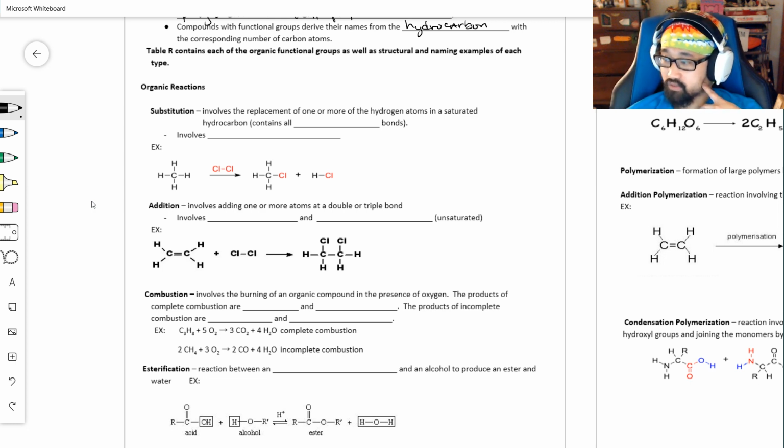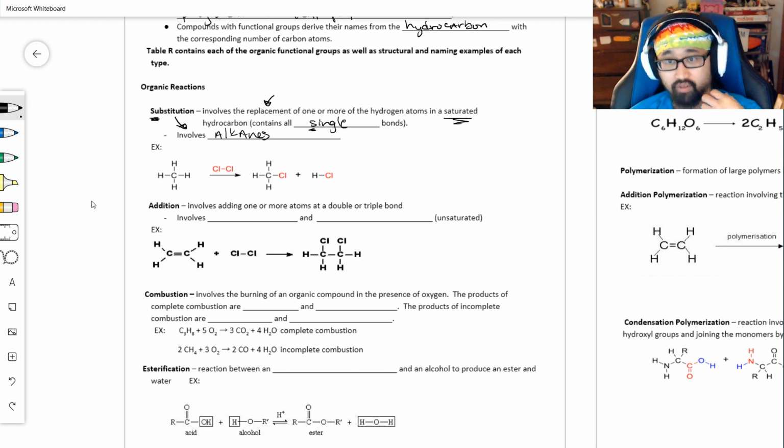Substitution reactions are exactly what they sound like. Substitution is a replacement. It has to be a saturated hydrocarbon, which means it's all single bonds. Substitution has to happen with single bonds, which means that it will only ever involve alkanes. So substitution will only ever involve alkanes.